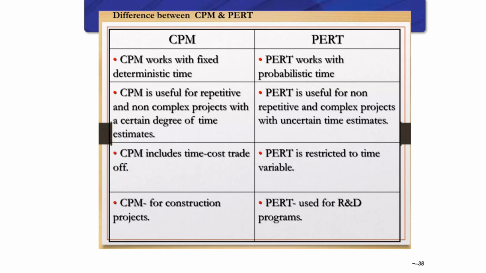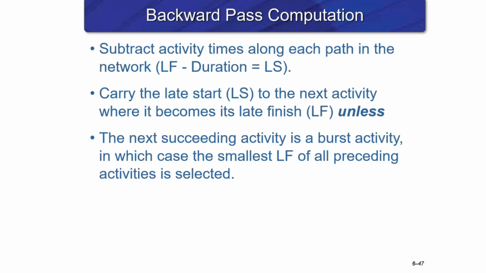CPM is relatively simple. PERT can be used for research and development, like missile development or moon landing. Construction is relatively certain because it's quite physical, but when it comes to R&D research, there are a lot of uncertain elements involved. So these are the key topics. And so forward pass first, and then backward.